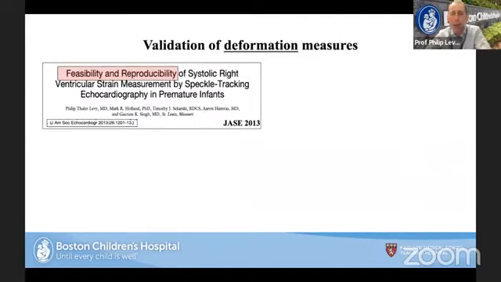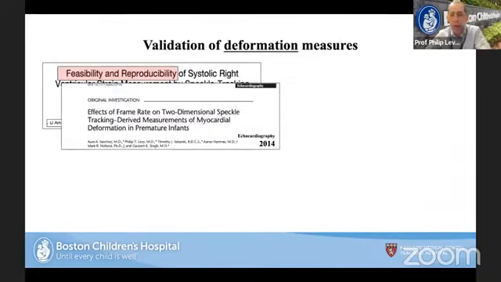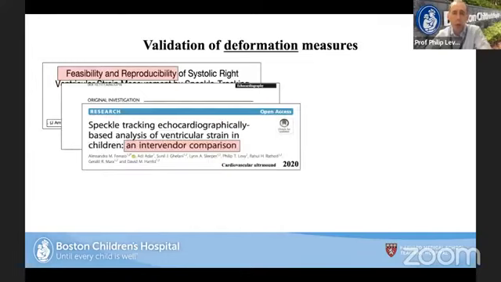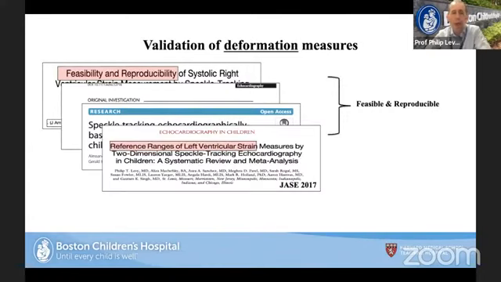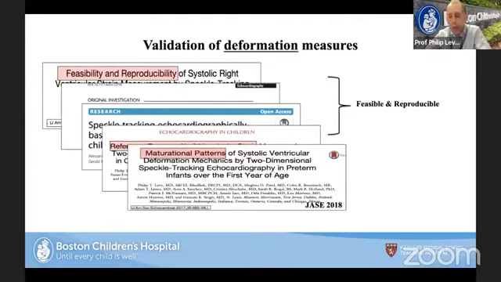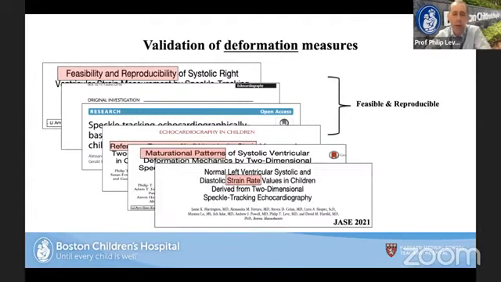And what we did over the course of 10 years is we looked at feasibility and reproducibility. We looked at technical features. We looked at inter-vendor comparisons, all to enhance the feasibility. We looked at maturational patterns in preterm infants. And finally, we looked at Z-scores and implementing them in real-life clinical scenarios. For those interested in research, this is the systematic approach to taking an idea from the bench to the bedside.